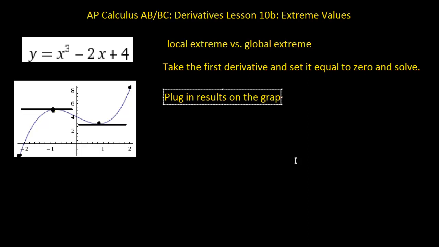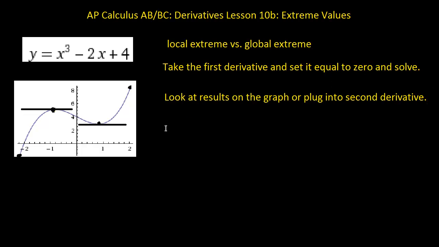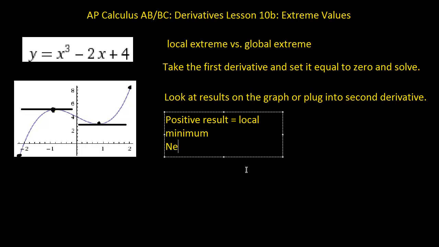on the graph, or we'll say this. Look at results on the graph, or plug into second derivative. Positive result equals local minimum. Negative result equals local maximum.